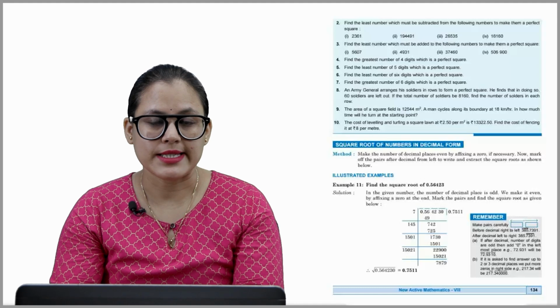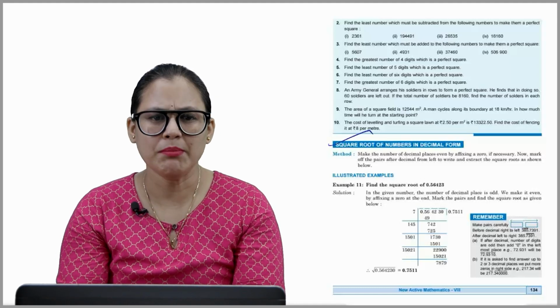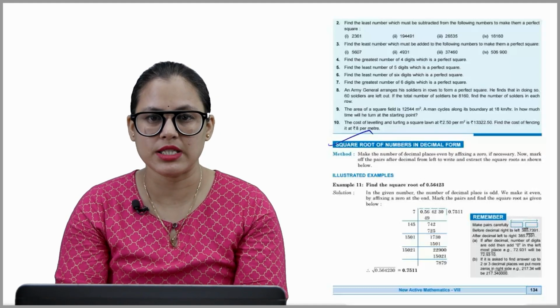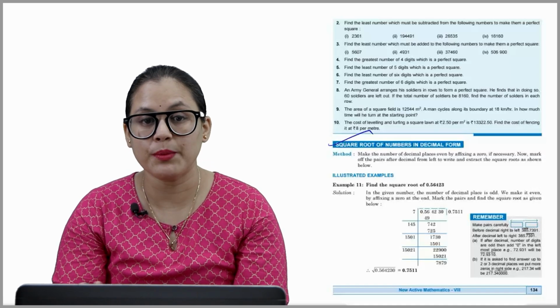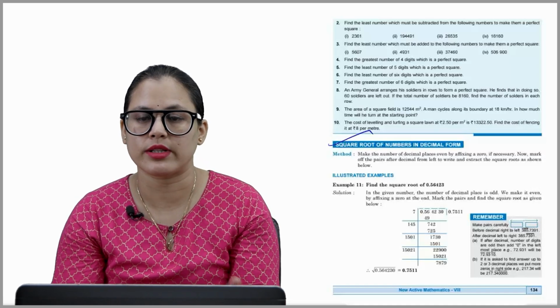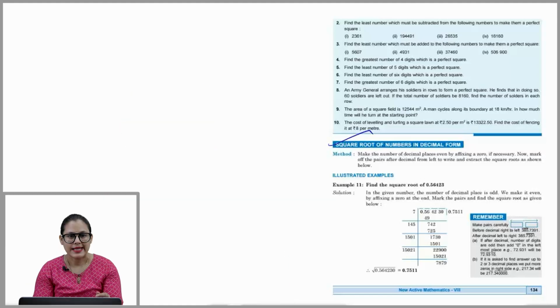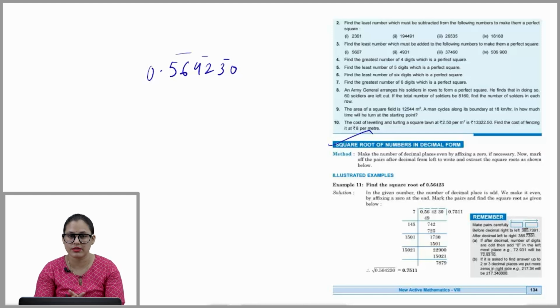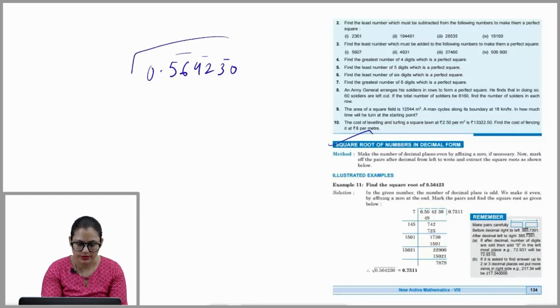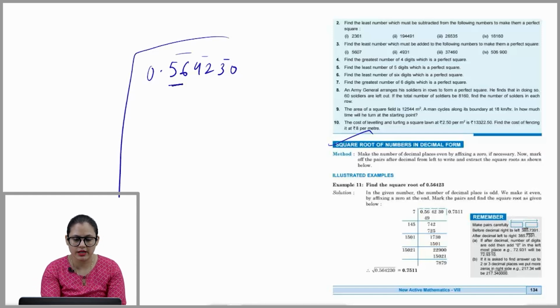Square root of numbers in decimal form: make the number of decimal places even by affixing a 0 if necessary. Now mark off the pairs after the decimal from left to right and extract the square roots as shown below. Let's see an example. Find the square root of 0.56423. So we will put a 0 here, 0.564230. There are how many pairs? 3 pairs. Now we will take 56 first.